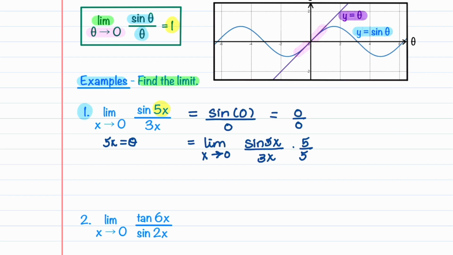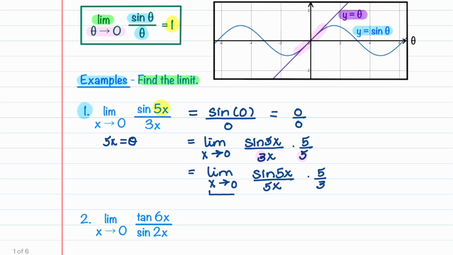Now what we're going to do is shift this 3 and this 5, and we're just going to rewrite this as the limit as x goes to 0 of sine 5x all divided by 5x times 5 over 3. We now know that this limit is equal to 1 because it's just like sine theta over theta. So we have 1 times 5 over 3, so we get an answer of 5 over 3. And that's what our limit is equal to.